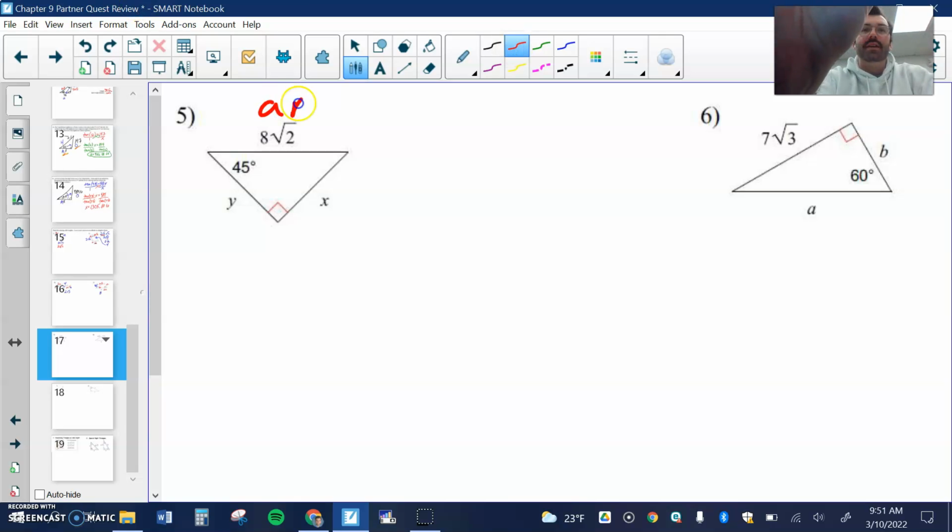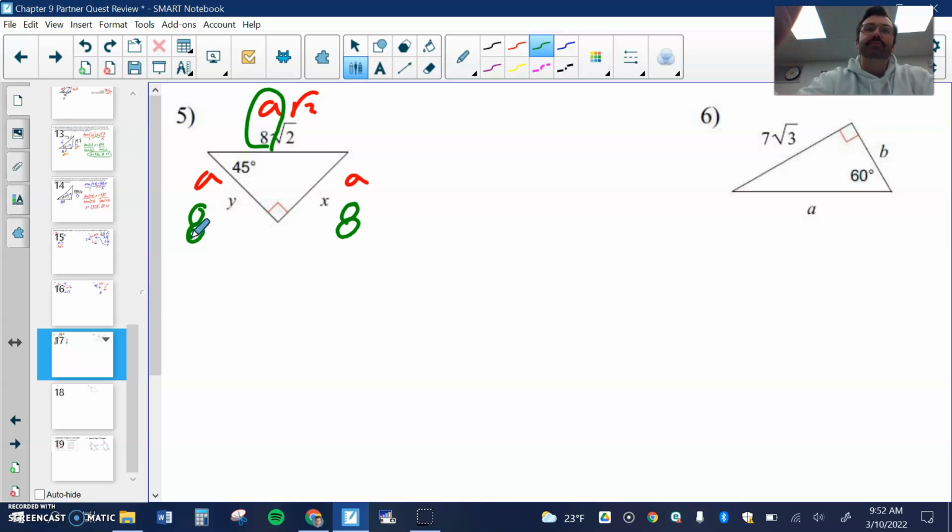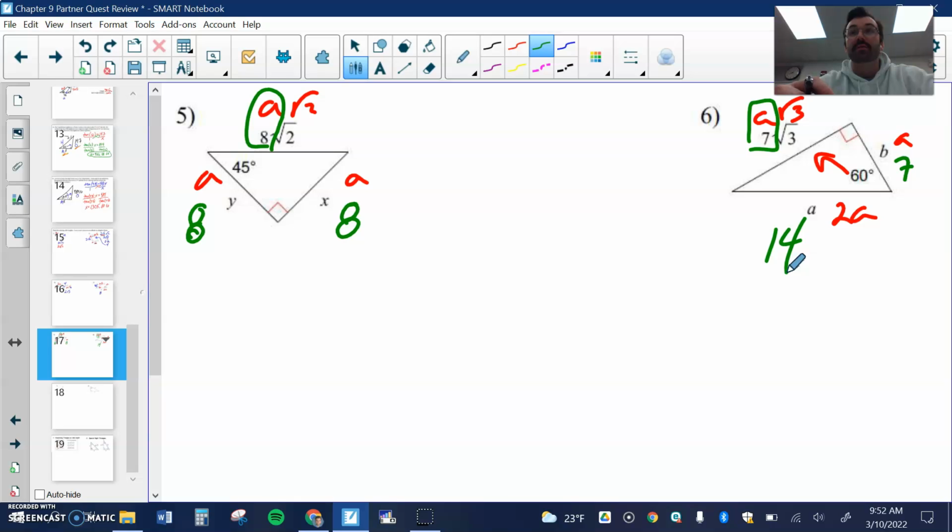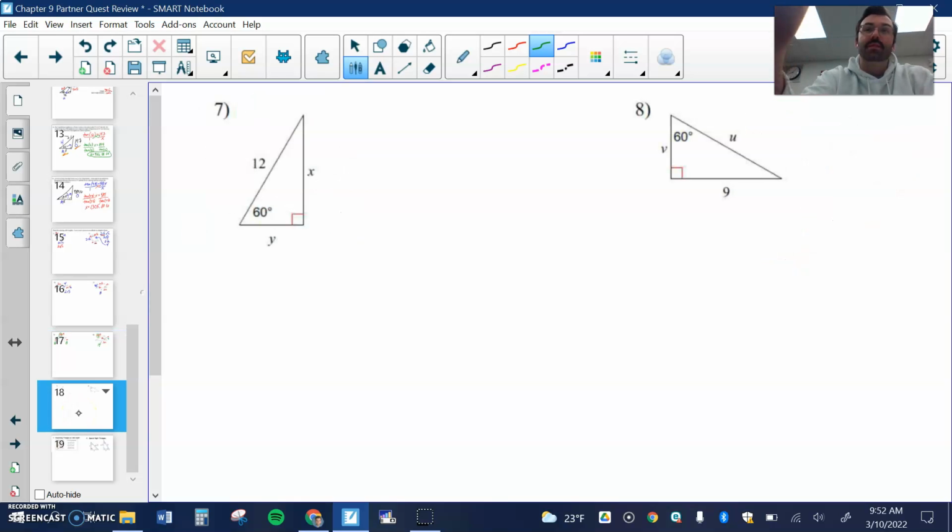45, 45, 90, a root 2, a, and a. Well, since this is 8 root 2, that means a is 8, so both of these sides are 8. 30, 60, 90. All right, this is across from 60, so that's a root 3. This is a and 2a. Well, since it's 7 root 3, that means a is just 7, and 2 times that would be 14. Wow, let's keep going. We're cruising.